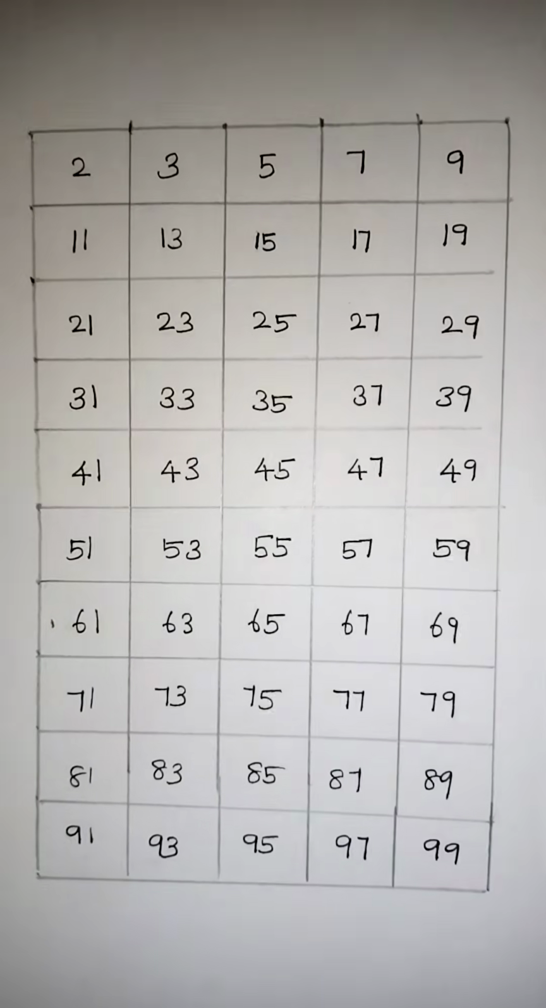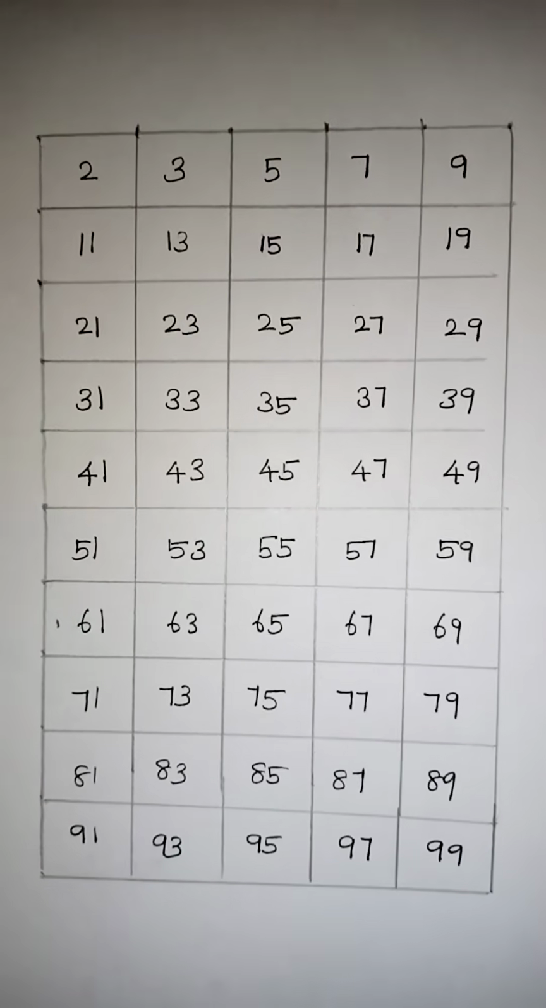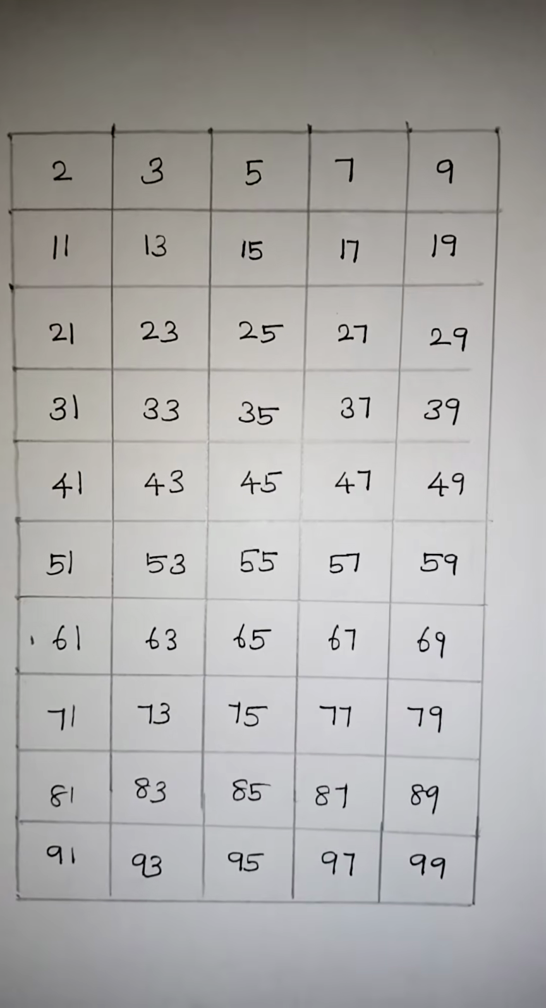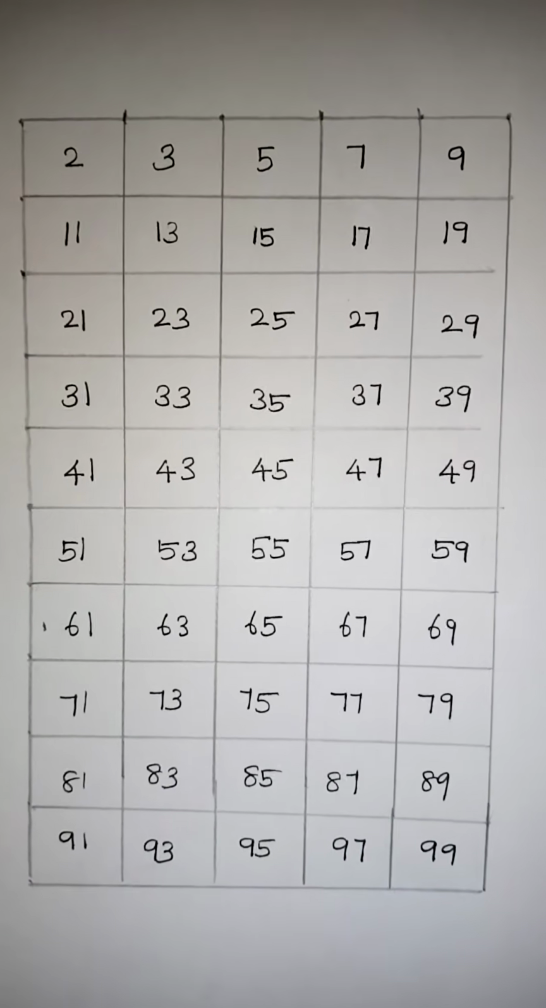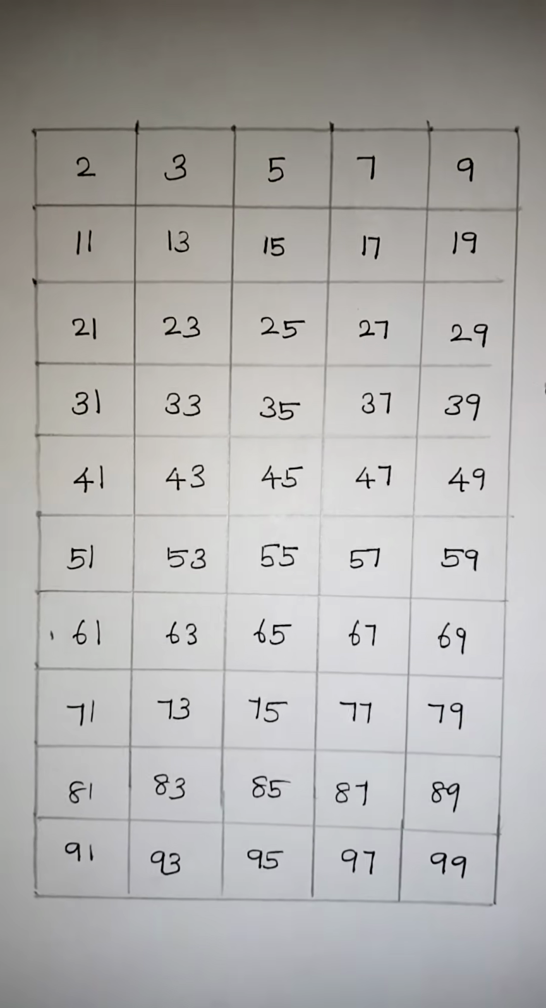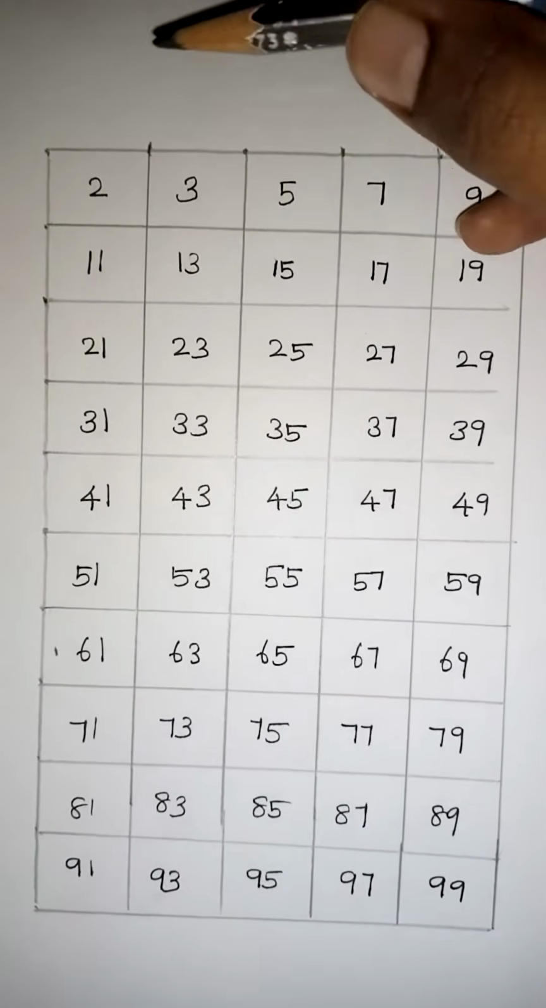Hi students, in this video we are going to write the prime numbers between 1 to 100. We all know that 1 is neither prime nor composite. It will not come under prime, it will not come under composite also. That's why I didn't include 1 in this table.